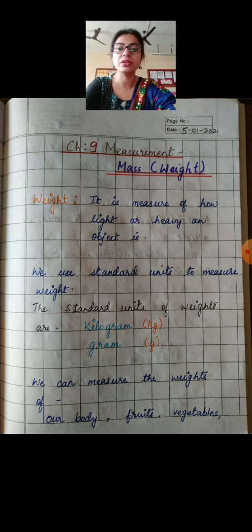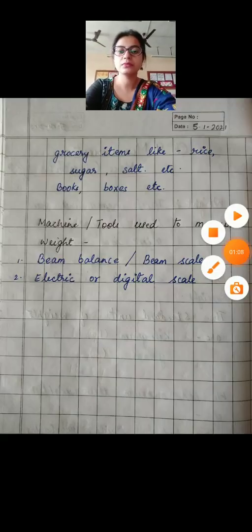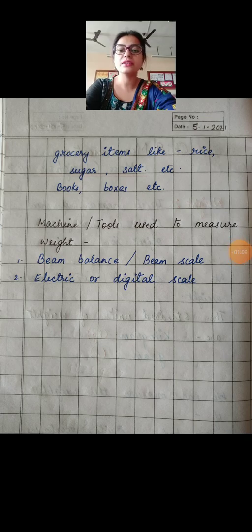We can measure the weights of our body, fruits, vegetables, grocery items like rice, sugar, salt, etc. Also, various other items like books, boxes, a big sack of wheat, pulses, and other heavier objects. Okay? Various machines and tools are used to measure weight.